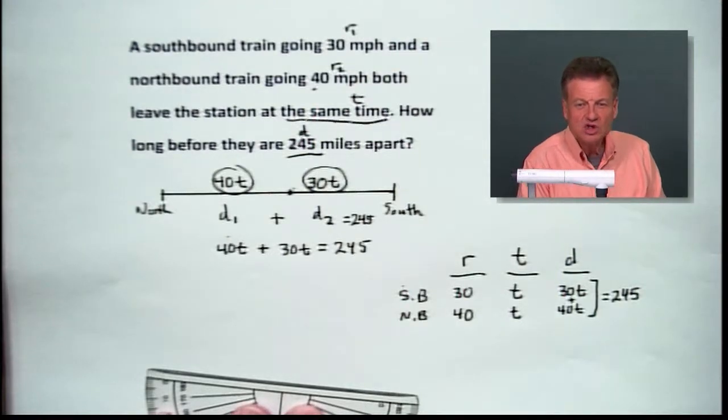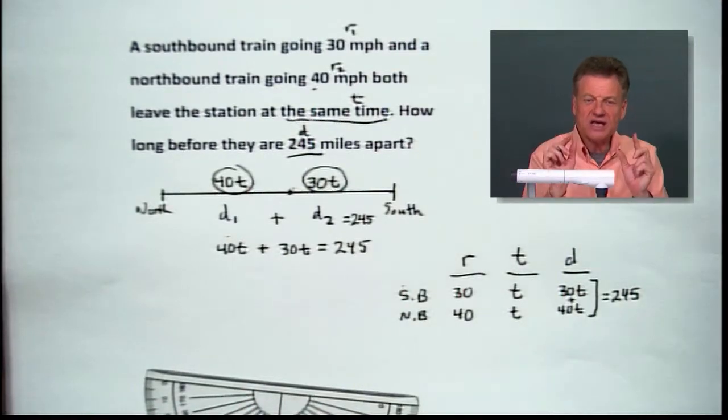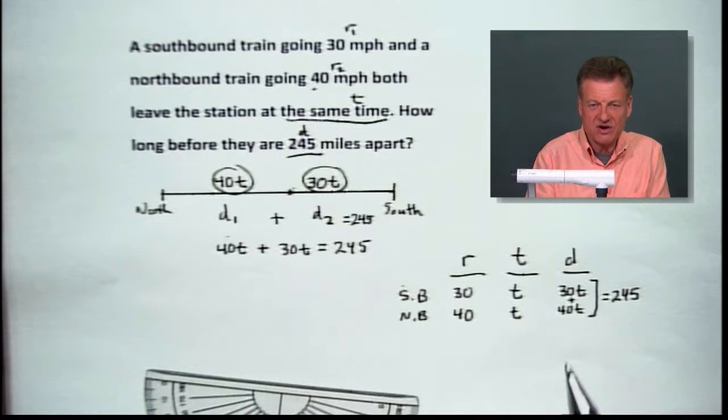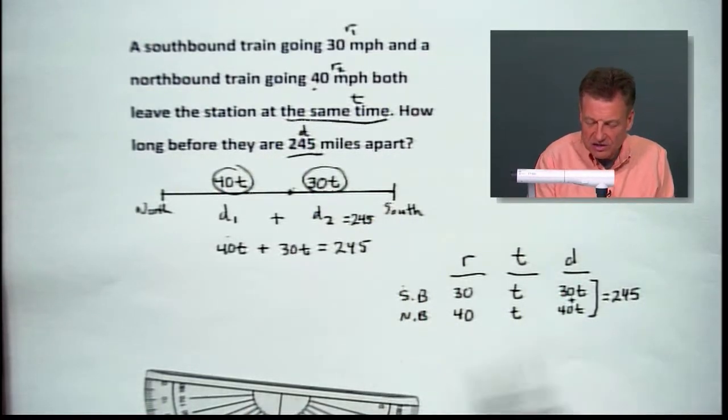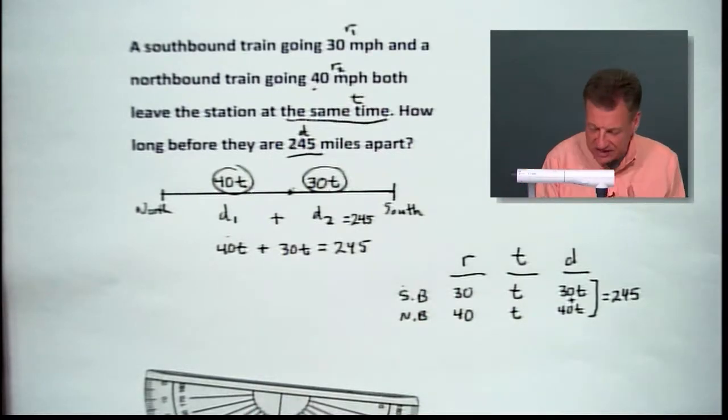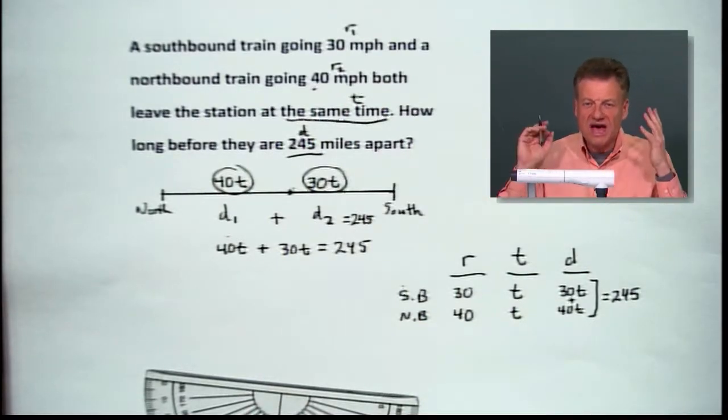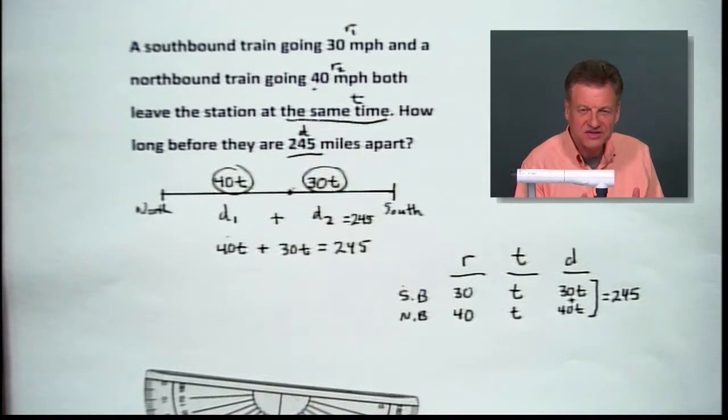How's that? So again, how you set them up is little bits and pieces, all right? You've got two things. You know how to do those. You know how to do the southbound train. You know how to do the northbound train. Now you've got to figure out how they connect. They're 245 miles apart. That's the distance between them.